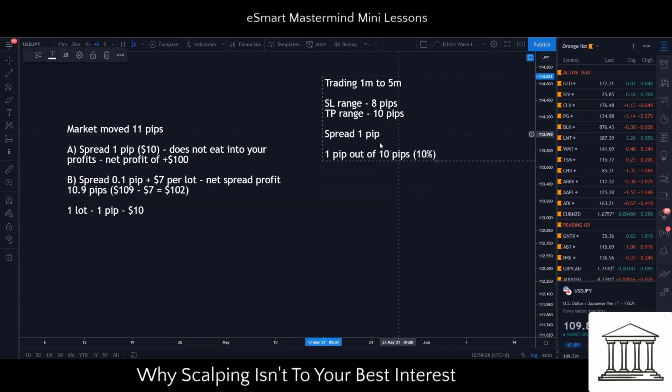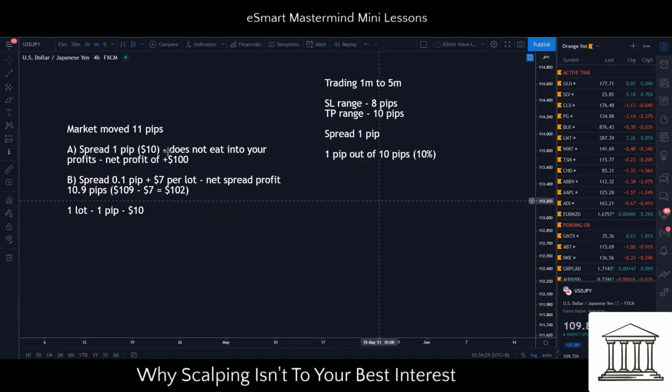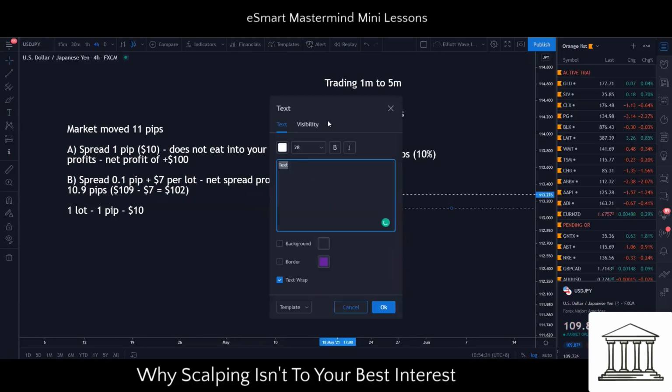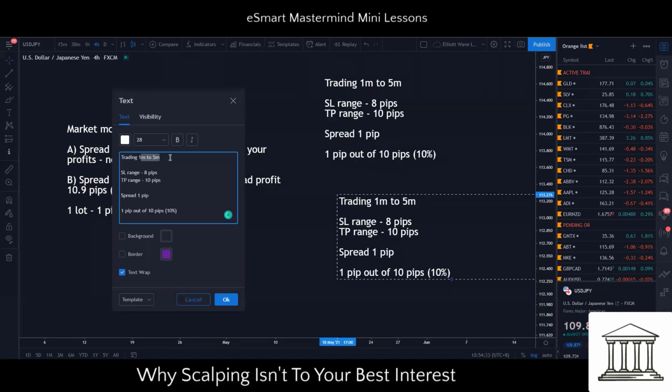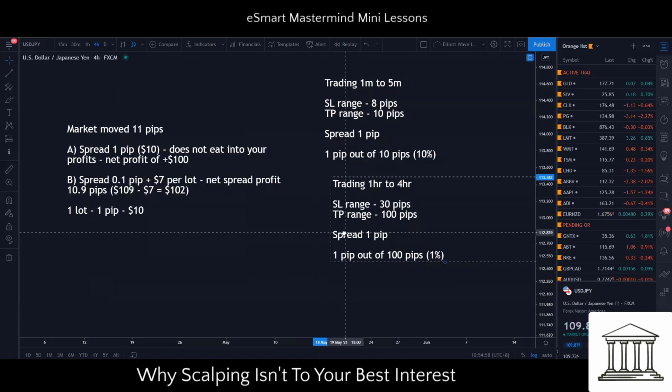But if you compare that to another trader trading a higher time frame, let's say 1 hour to 4 hour, my range here starts to increase. Let's say this becomes like 30 pips, and then my TP increases to 50, or maybe to make things easier, 100. So 1 pip of spread out of 100 pips is only 1%. Can you see that?